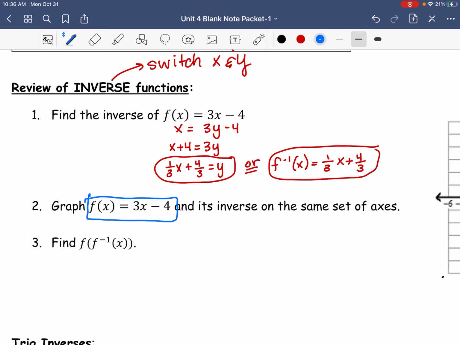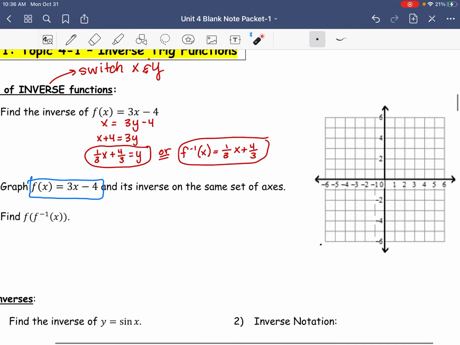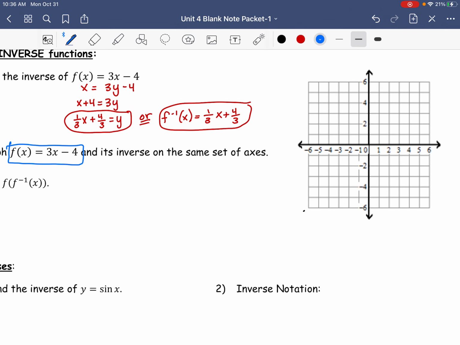In problem number 2, what it would like for us to do is graph f of x, and then graph its inverse on the same set of axes over here on the right. So we have to remember how to graph. When you're graphing, this is in y equals mx plus b form. So my b, or my y-intercept, is negative 4. So I'm going to start down 4. And then my slope is 3. So that means from here, I'm going to go up 1, 2, 3 over 1. And keep doing that. Up 1, 2, 3 over 1. And then you're just going to connect it up into a straight line.